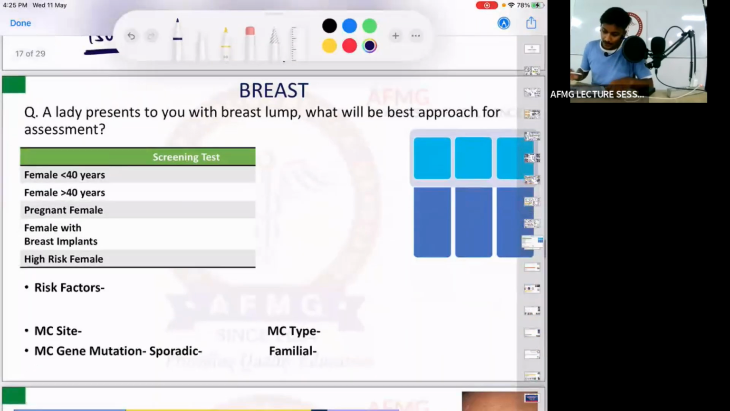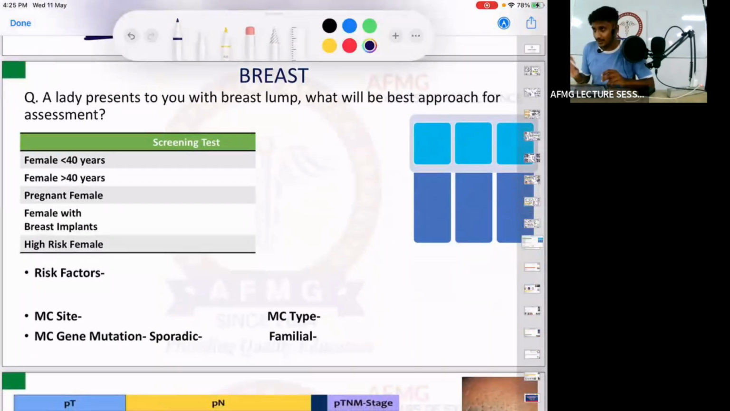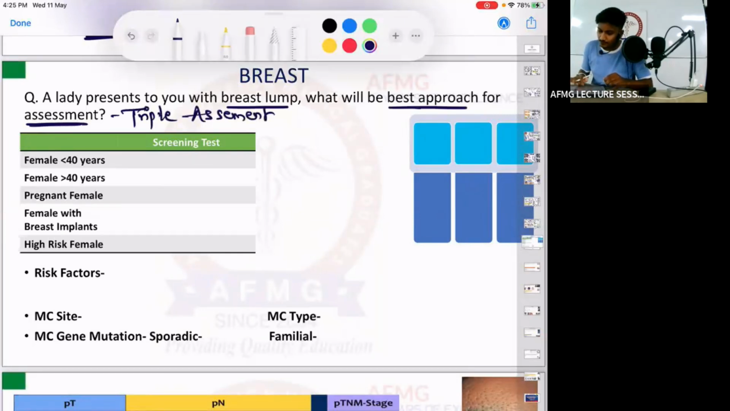Moving further. Breast, I will cover as much as I can. A lady presents to you with a breast lump. What will be the best approach for assessment? Very good. The best approach for assessment of a breast lump is triple assessment.